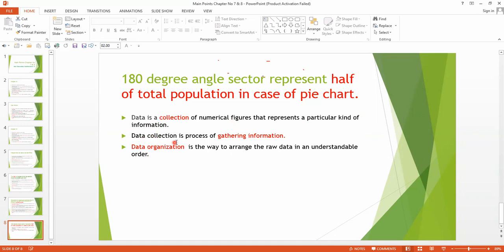Next, data collection is the process of gathering information. It is interrelated. What is data collection? It is the procedure of gathering information. Data organization is the way to arrange the raw data in an understandable order.